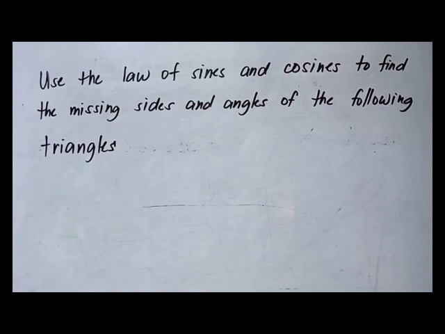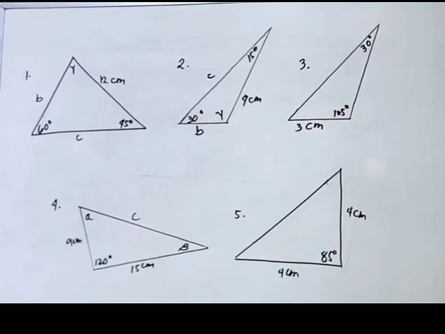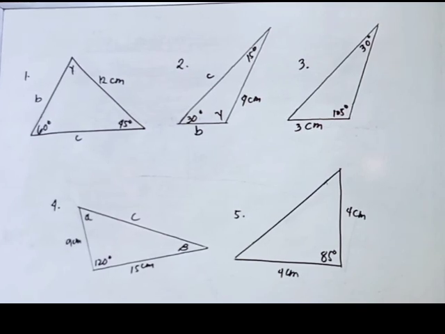So now it's your turn, class. Use the law of sines and cosines to find the missing sides and angles of the following triangles. So please copy and answer 1 to 5 and pass it in our Edmodo.